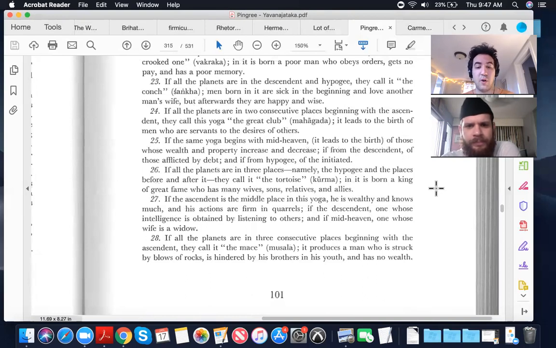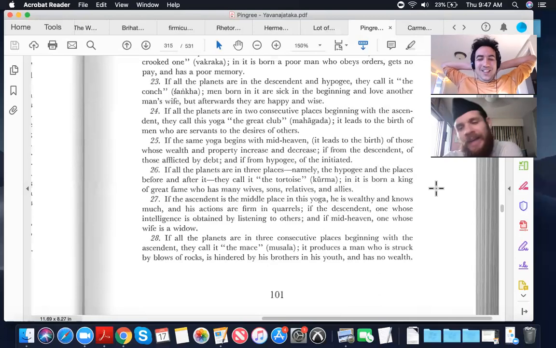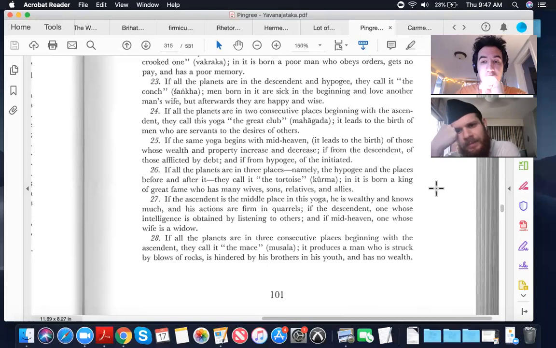Yeah, and then from the hypogee, the IC, or the initiate, maybe karmic debt. I don't really consider the two different. Well, yeah, that's true. But from the hypogee of the initiated, so this yoga at the hypogee, the fourth house cusp, makes for people who are more mystically inclined. And the fifth is the house of students in many ways.